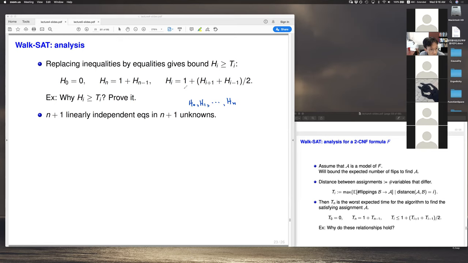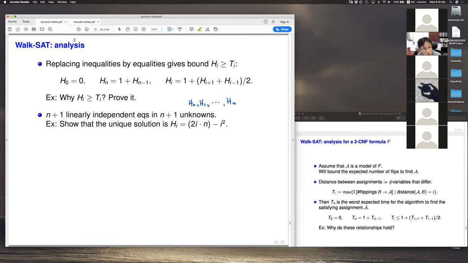So we have n plus one equations with n plus one unknowns. Then you can use what you learned from linear algebra, or maybe what you learned in high school, to find an answer for each of these HI. You can do it exactly, but here's an exercise I want you to do: solve these equations. I gave you almost the answer. Prove that the solution is of this form. I will give you maybe 1 minute to do some checking here.